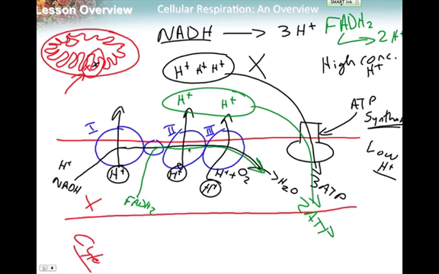The electrons move through all 3. It's going to move 3 hydrogen ions. Those 3 hydrogen ions will then move back through the ATP synthase molecule, and each one of them generates their own ATP molecule. That's NADH.